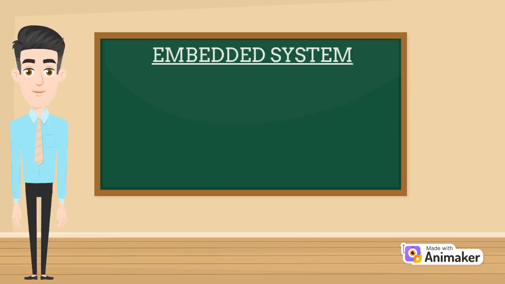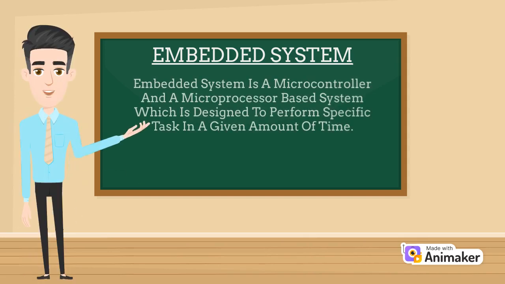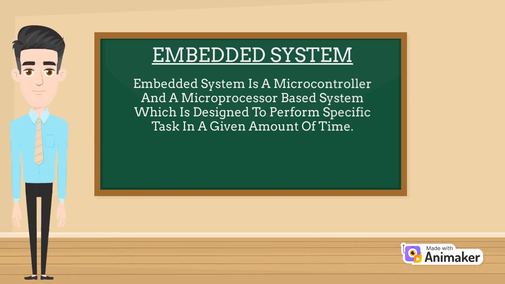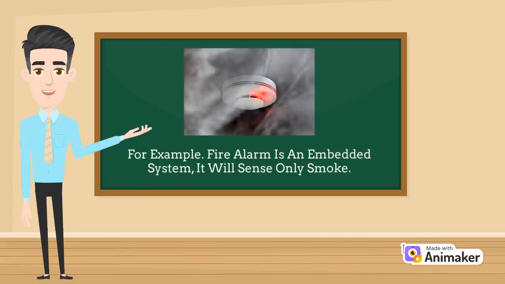So, we get to know that embedded systems are a combination of software and hardware, where software is usually known as firmware that is embedded into a hardware. Embedded system is a microcontroller and microprocessor-based system which is designed to perform specific tasks in a given amount of time. For example, a fire alarm is an embedded system. It will sense only smoke.